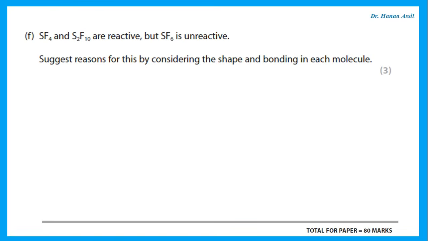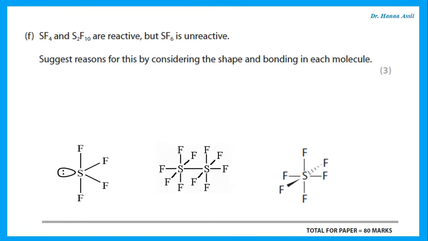SF4 and S2F10 are reactive. SF6 is unreactive. So we did the structure of SF4, S2F10, and SF6. And he's saying the first 2 are reactive, the SF6 is unreactive. So just give reasons for this by considering the shape and bonding in each of the molecules. Well, let's see. Why would the first 2 be reactive?